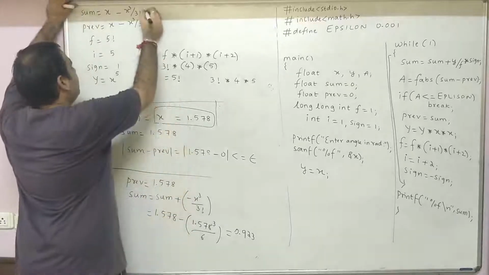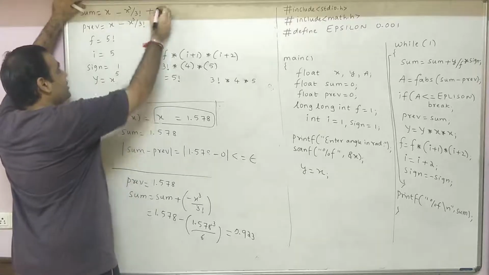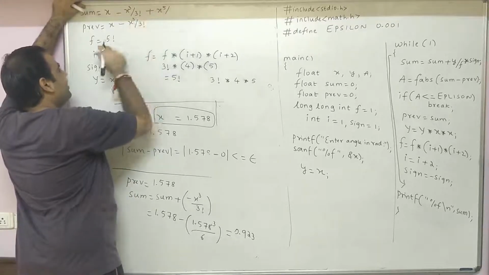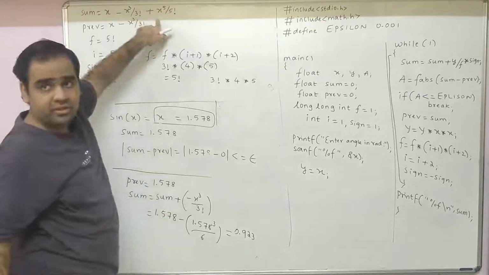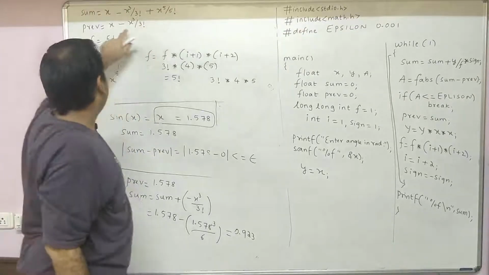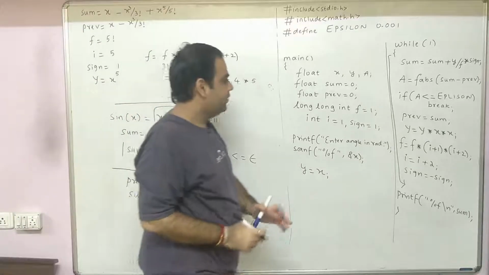Y is 1. Sum is equal to sum plus y by f. Y is x to the power 5, divided by f, which is 5 factorial, multiplied by 1. It is plus itself. Next, again you say previous minus sum, and assume that it is less than or equal to epsilon.